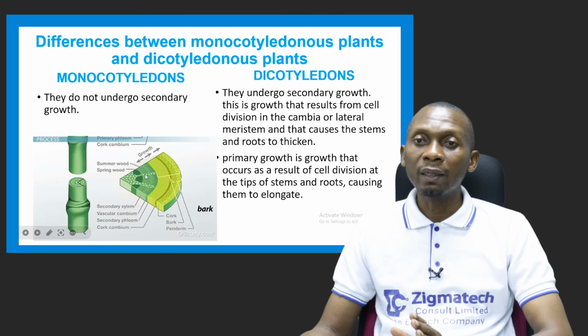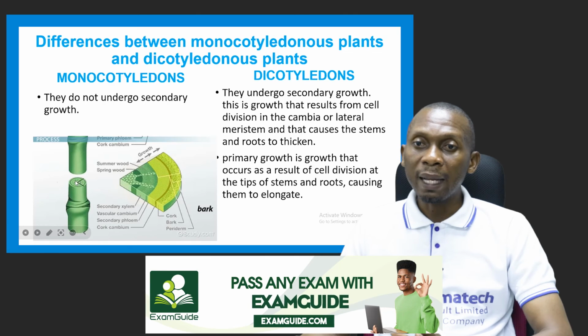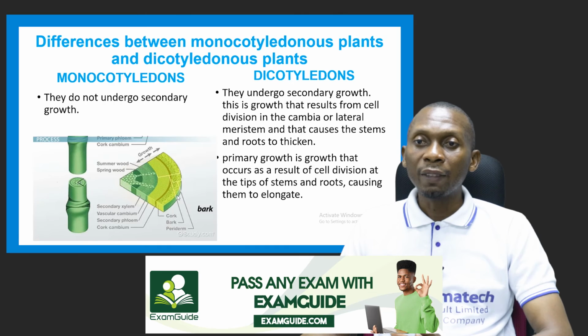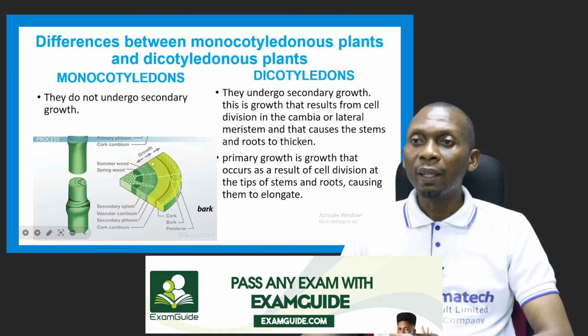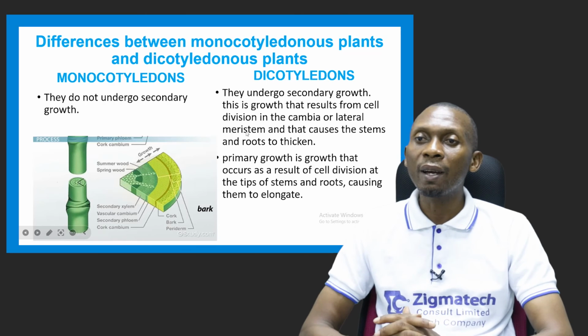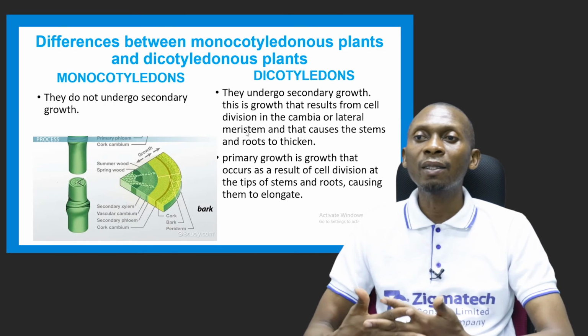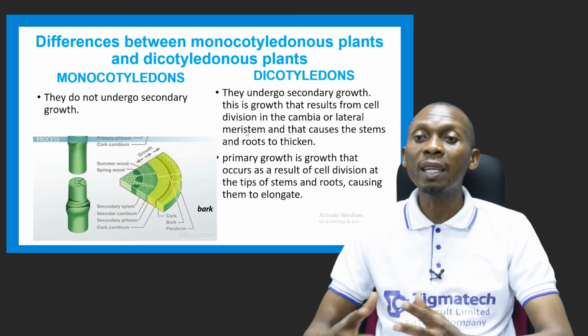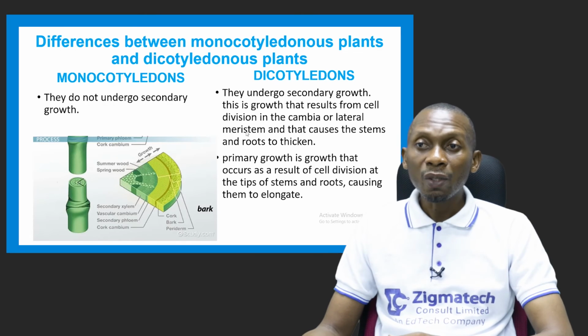Now, you know that this is the cambia of the plant. After you remove the bark, you get to see the cambium or the cambia. Now, this is growth that results from cell division in the cambia or lateral meristem, and this causes the stems and roots to thicken. So that's called secondary growth.